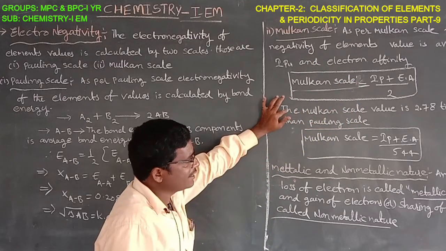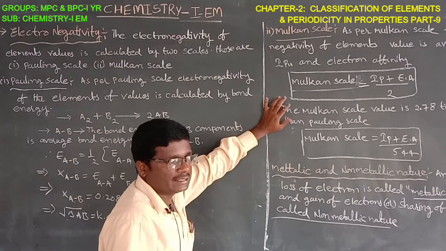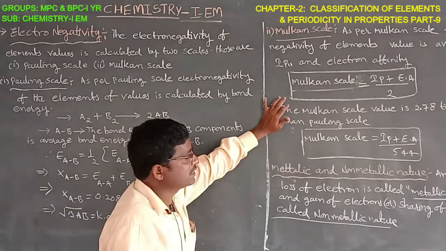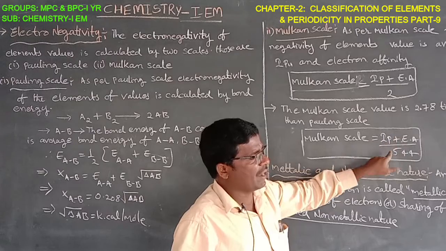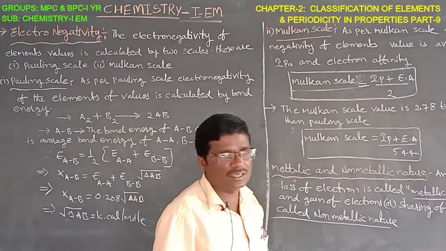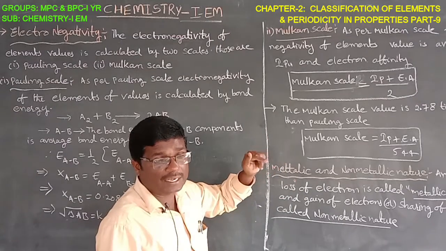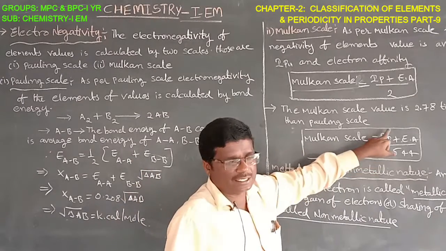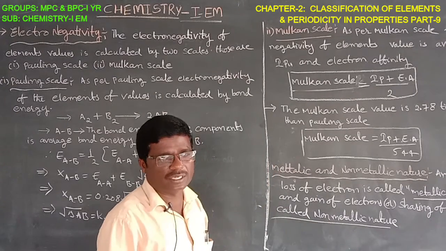The Mulliken scale values are 2.78 times more than the Pauling scale. So the Mulliken scale is equal to the ionization potential plus electron affinity divided by 544 values. Since the Mulliken scale is 2.78 times more than the Pauling scale, it is right that the Mulliken scale is equal to ionization potential plus electron affinity by 544. That is the value of the Mulliken scale.